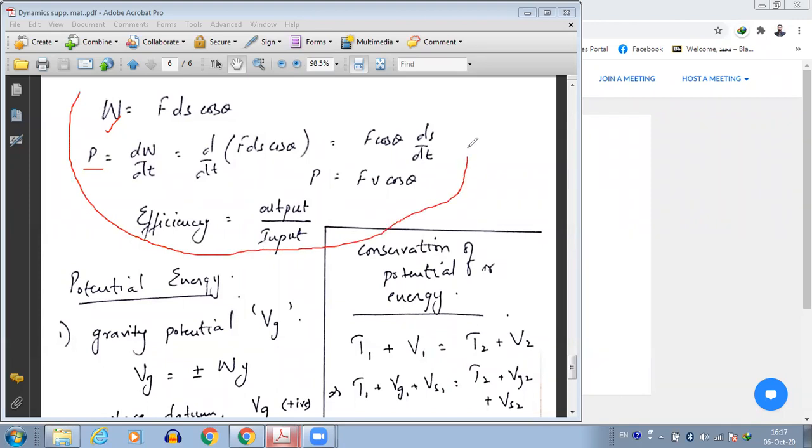I just discussed this part. Is there anything within this part which is not clear to anybody? You can ask.